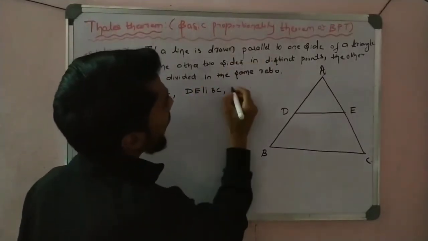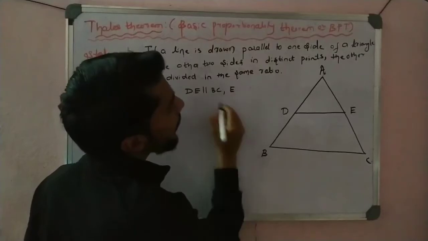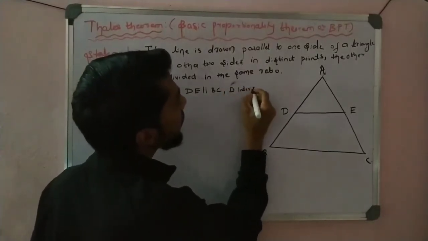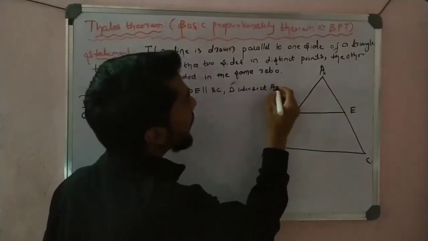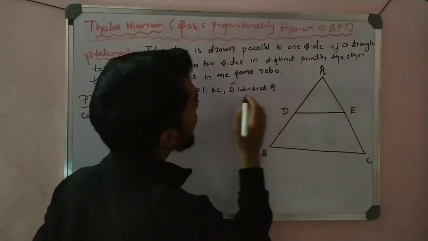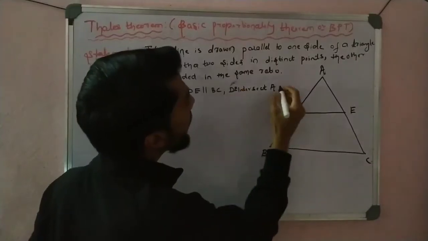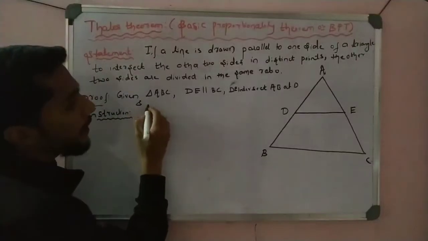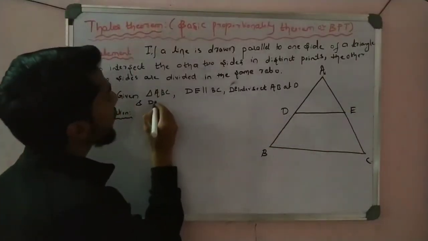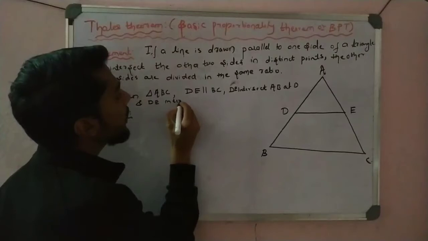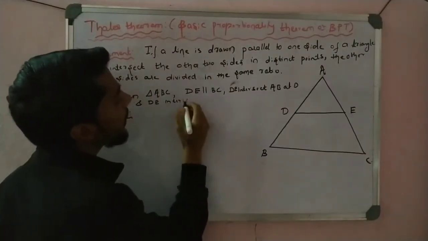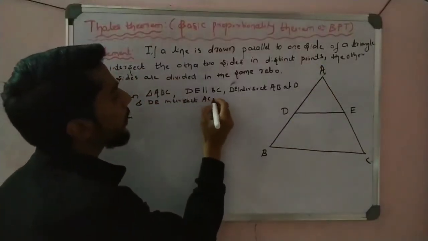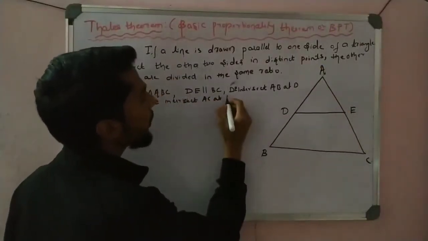And also, DE intersects AB. DE line intersects AB at D, and DE intersects AC at which point? Point E.